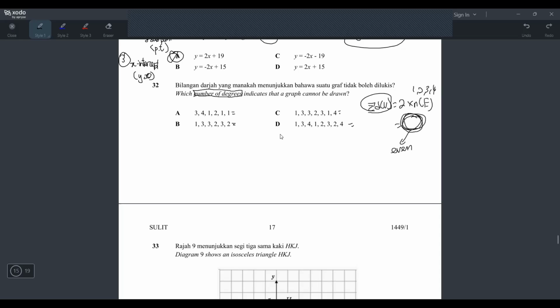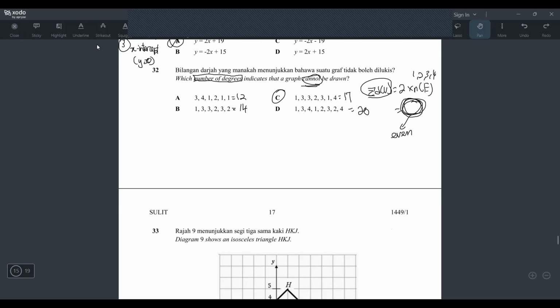What is 3 plus 4 plus 1 plus 2 plus 1? So 2, 4, 8, 9, 10, 11, 12. This one 3, 3, 9, 10, 11, 12, 13, 14. And then 6, 7, 8, 9, 10, 17. And then 4, 8, 9, 11, 16, 20. So which number of degrees indicates the graph? Oh, the one that cannot be drawn. Oh, sorry, cannot be drawn. C. Because I already told you the sum of degrees of vertices must always be an even number. 17 is not even, that's why this one cannot be drawn.